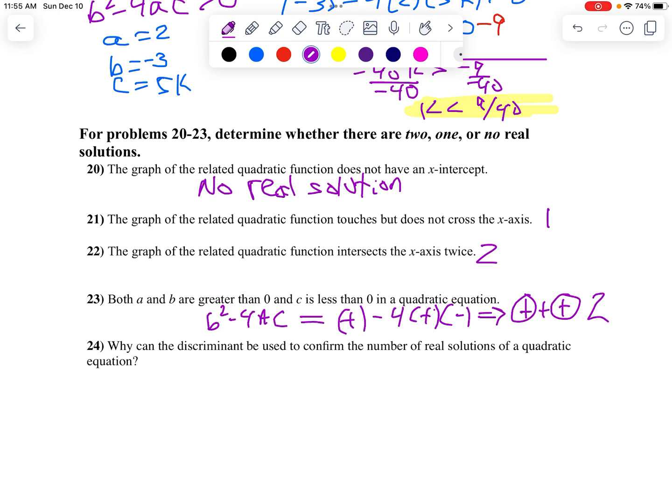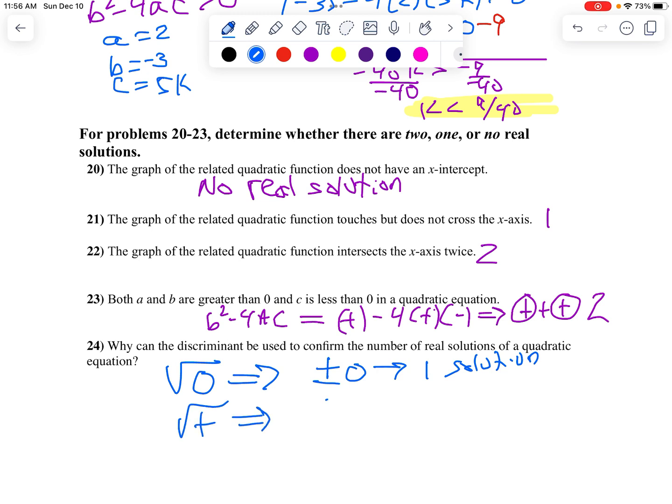Why can the discriminant be used to confirm? Well, because of the square root. The square root of 0 means that we're only adding 0. We can't really subtract 0. That's one solution. If I have my square root being positive, we're doing plus or minus a positive. So we're going to get two solutions.